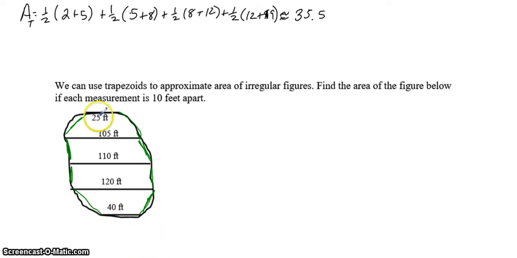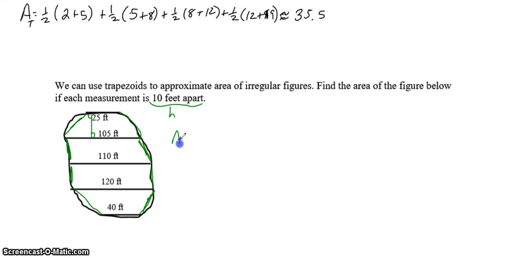And in this case, our height, distance between the bases, is right here. Again, why do we know that? Is because the height is a distance. So each measure is 10 feet apart, and we measure on perpendiculars.